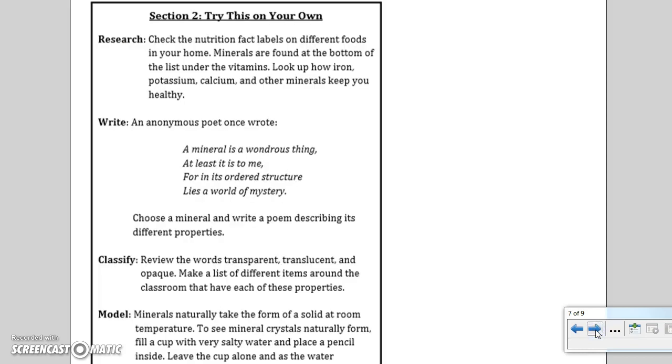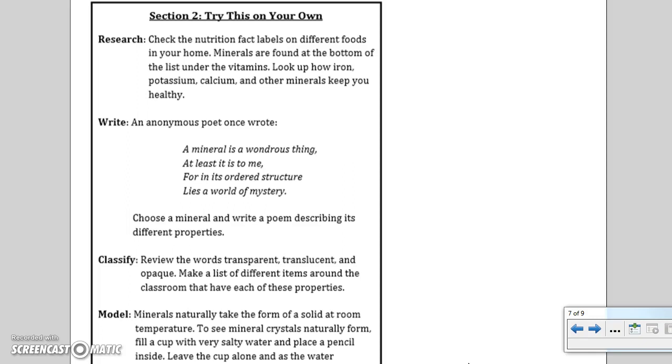Section 2. Try this on your own. Optional activities. Research. Check the nutrition fact labels on different foods in your home. Minerals are found at the bottom of the list under the vitamins. Look up how iron, potassium, calcium, and other minerals keep you healthy.